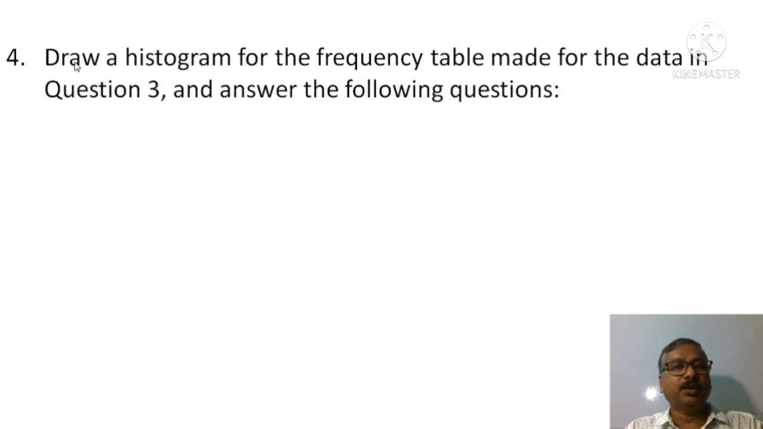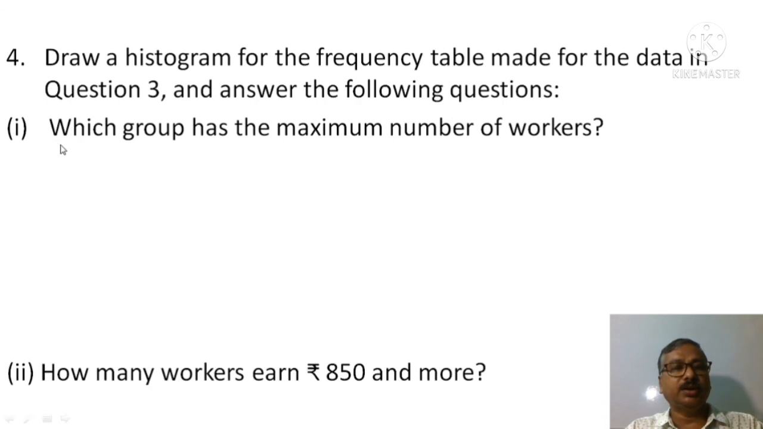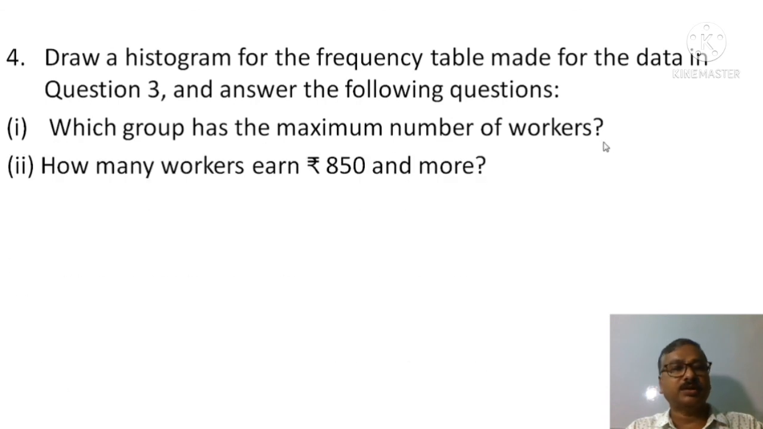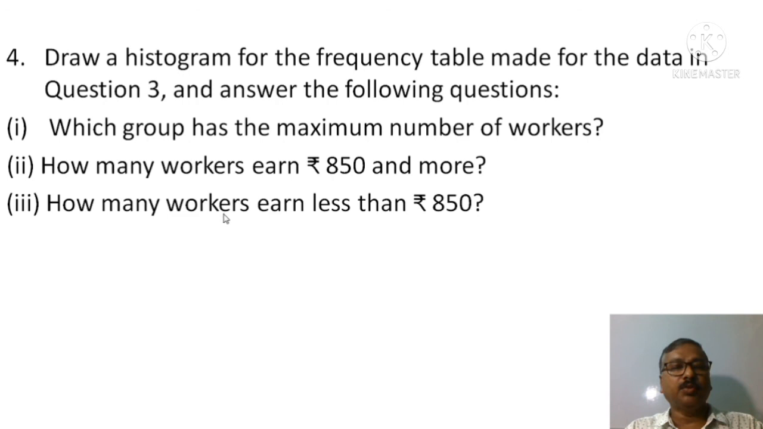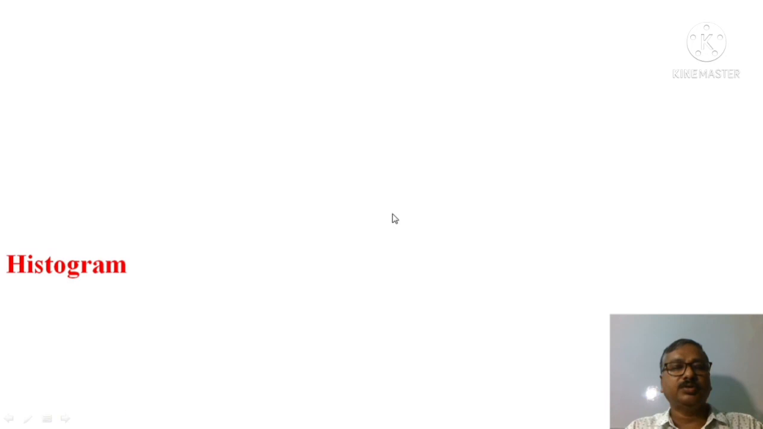Now draw a histogram for the frequency table made from the data in question number 3 and answer the following questions. First we have to draw the histogram. These are the 3 questions. Which group has the maximum number of workers? How many workers earn rupees 850 and more? That is, we have to take intervals 850 to 860, 860 to 870, and so on up to 900. How many workers earn less than 850? First 850 and more, then less than 850. Now let us start.